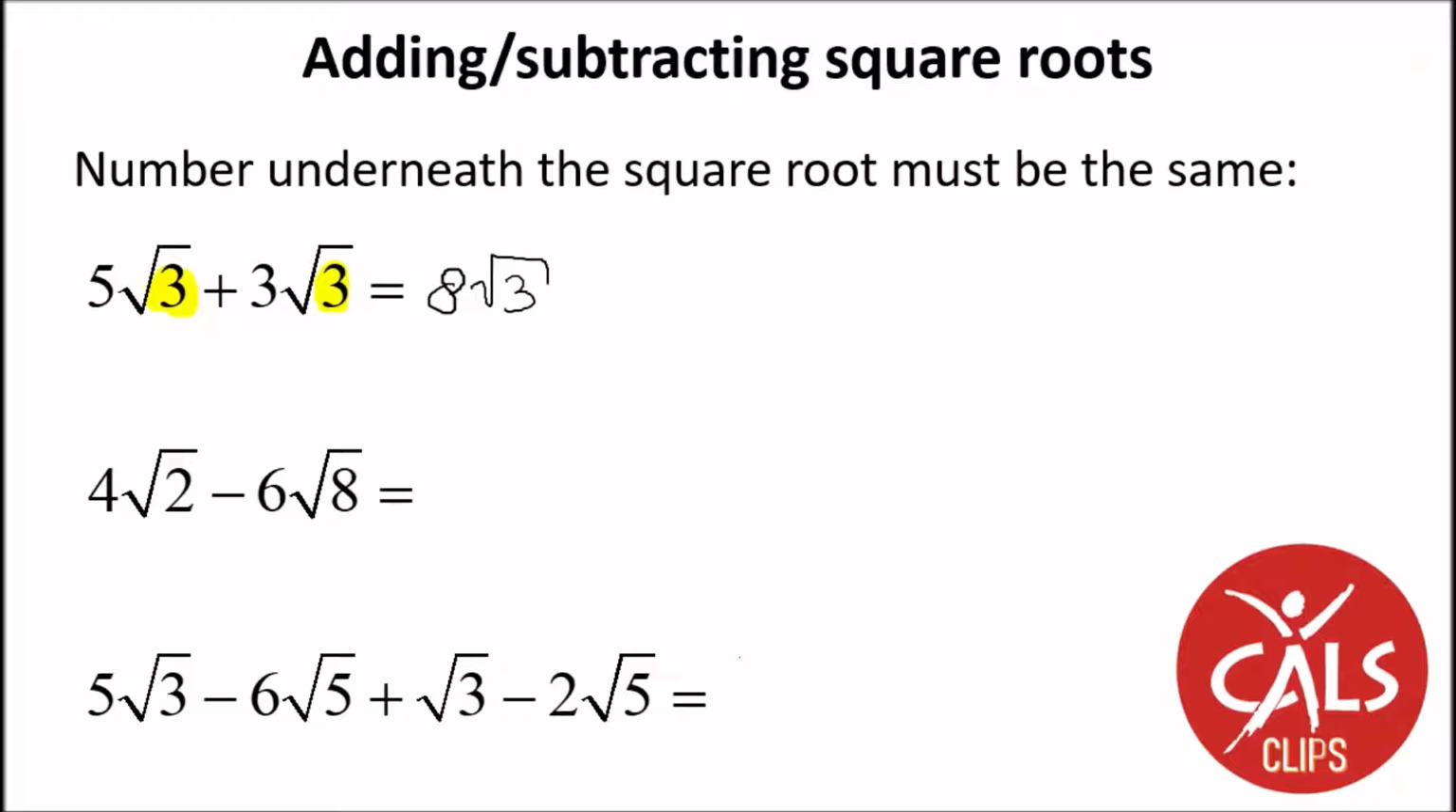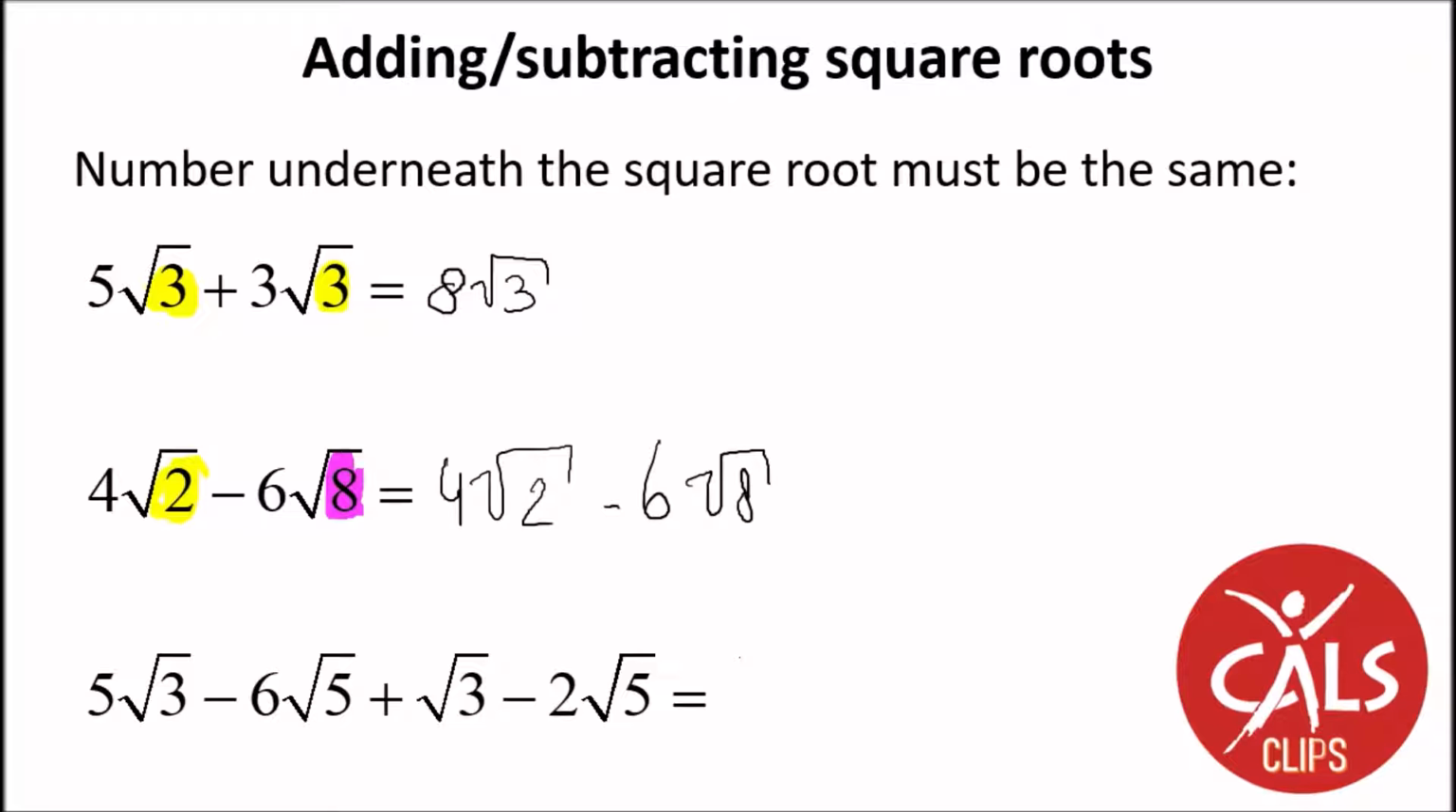Take a look at the next one. 4 square root of 2, 4 times the square root of 2 minus 6 times the square root of 8. 2 is of course not the same as 8. So we cannot add them, so this will stay the same: 4 square root of 2 minus 6 square root of 8.